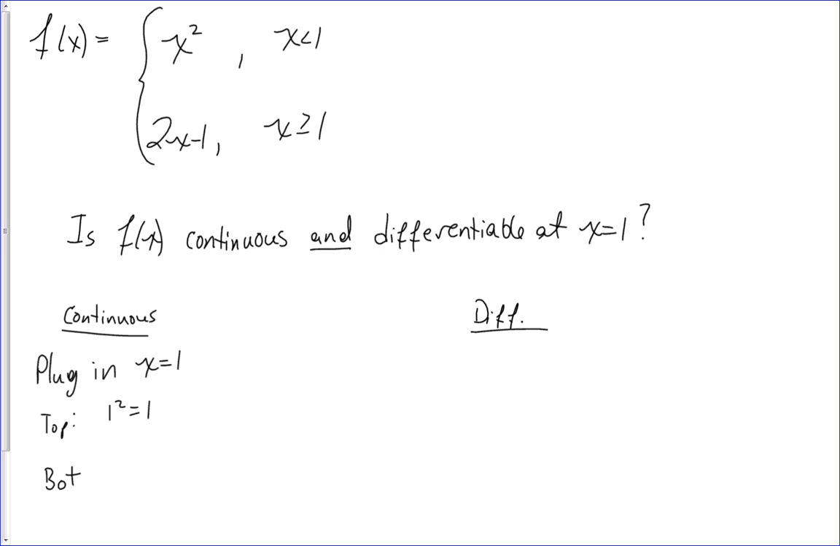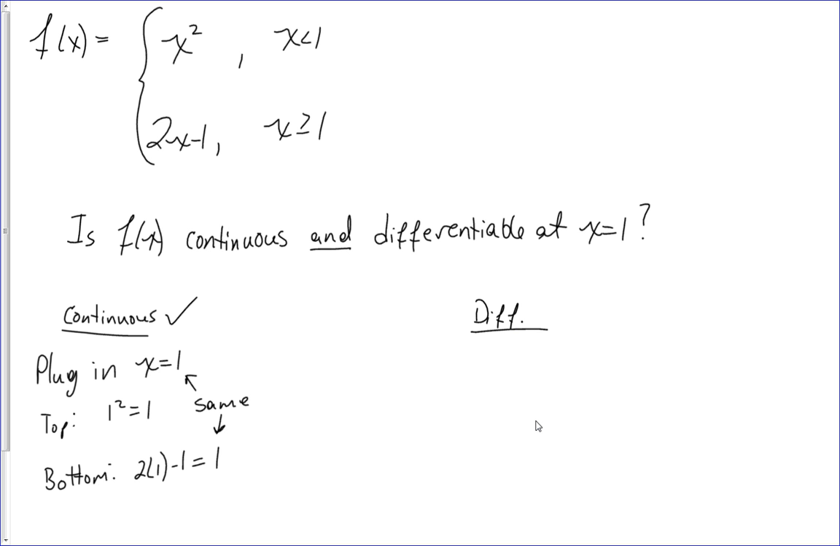And for the bottom, we're going to have 2 times 1 minus 1, which is 1. So since these are the same, it is continuous. All right, so since it's continuous, it may be differentiable. So now let's go check on differentiability.